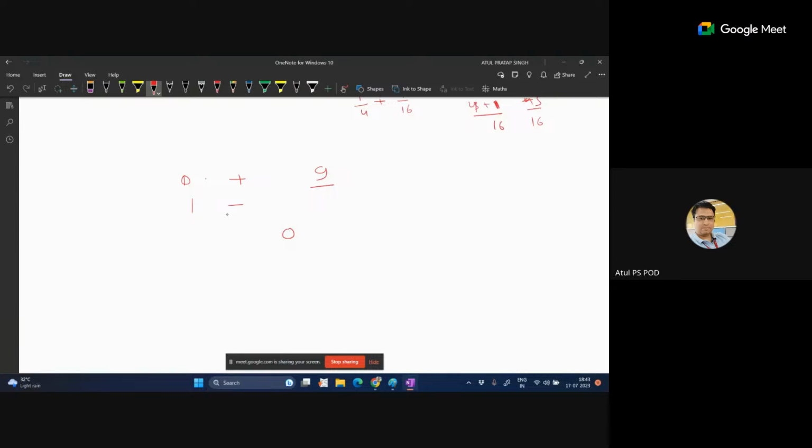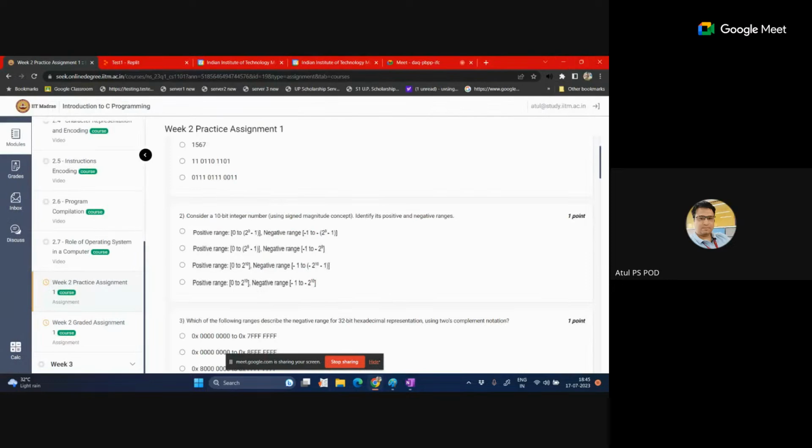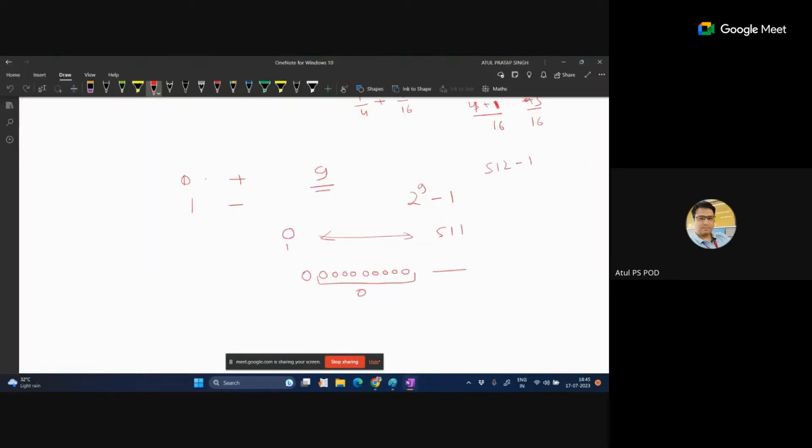Now, if you talk about the first value for the negative, how many values can we represent? For the negative side, if we write 1 as the first bit, and all remaining 9 bits are 0.